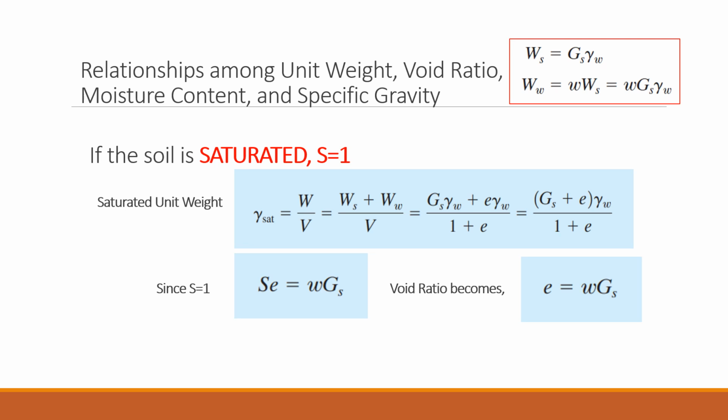So since S is equal to 1 sa kaning formula, no, kaning SE is equal to moisture content times the specific gravity, since ang atong S daw is 1 kay saturated man daw siya, no, given na siya. Our void ratio now becomes equal to the moisture content times the specific gravity.